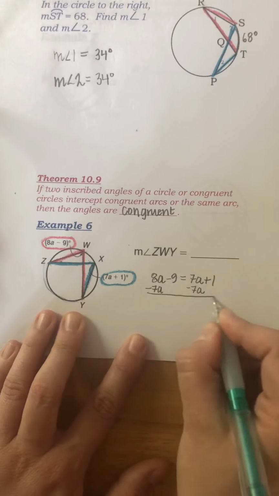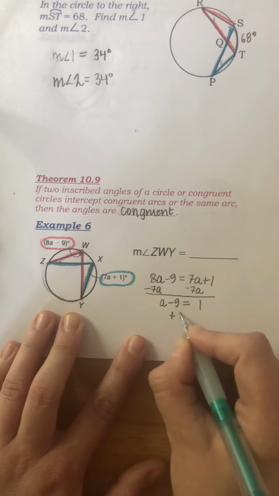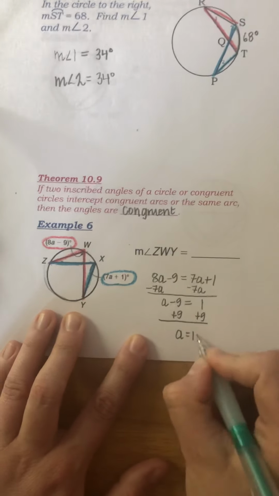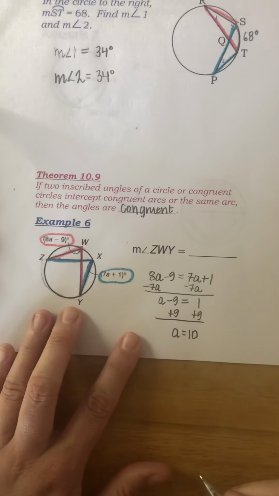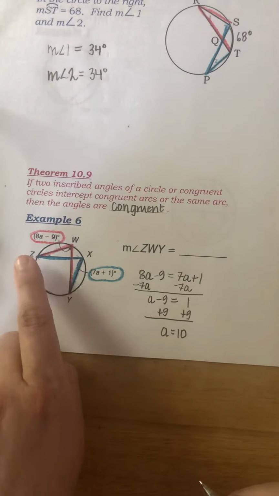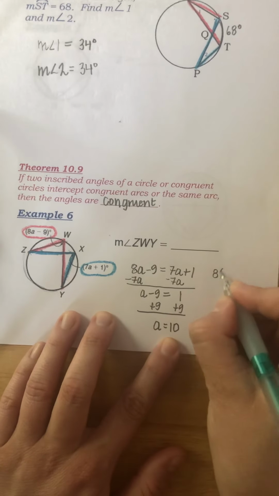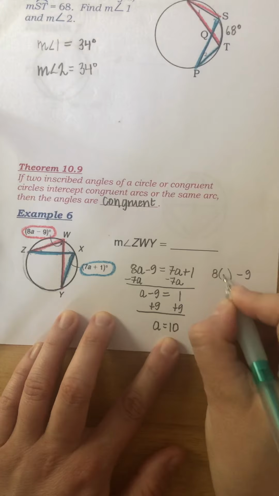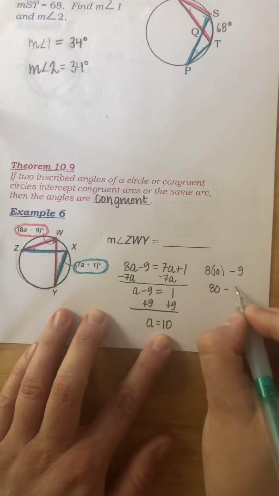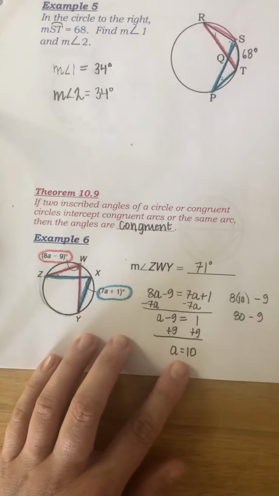So I'm going to begin to solve for A. So I'm subtracting 7A from both sides. So now I have A minus 9 equals 1. And when I add 9 to each side, I now get that A equals 10, which is great, but doesn't answer the question. What's the question wanting us to find? The question wants us to find the measurement of ZWY, so the red one. So here's where I'm going to go to the 8A minus 9, and I'm going to plug in the value for A that we just found. 8 times 10 is 80, and 80 minus 9 is 71. So that angle measurement is 71 degrees.